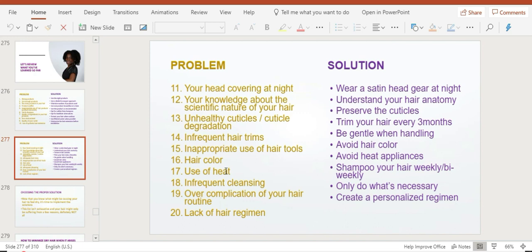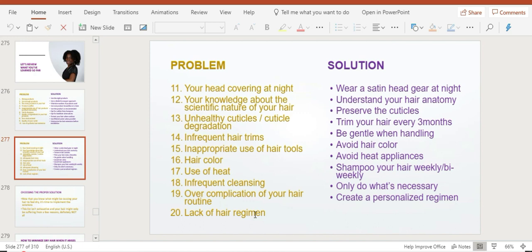And then the 19th reason is the overcomplication of your hair routine, right? The solution that I proposed was to just do what's necessary. You only need 5 steps, and you only need like 5 products.